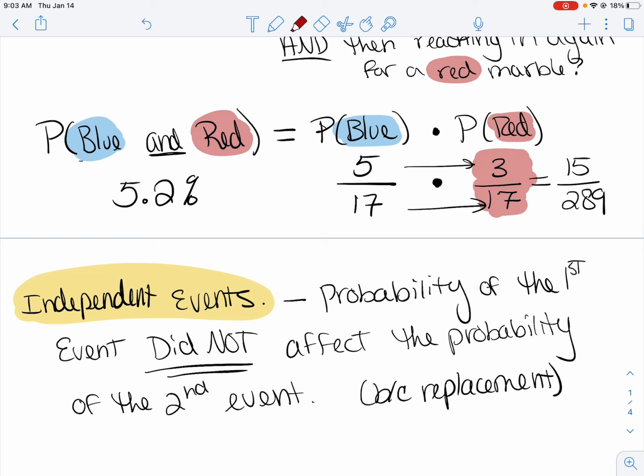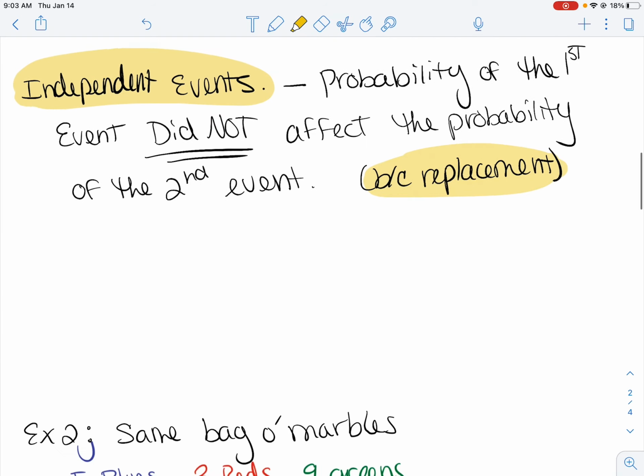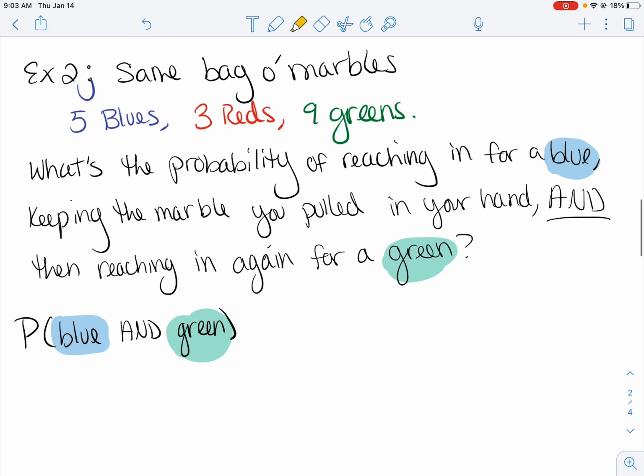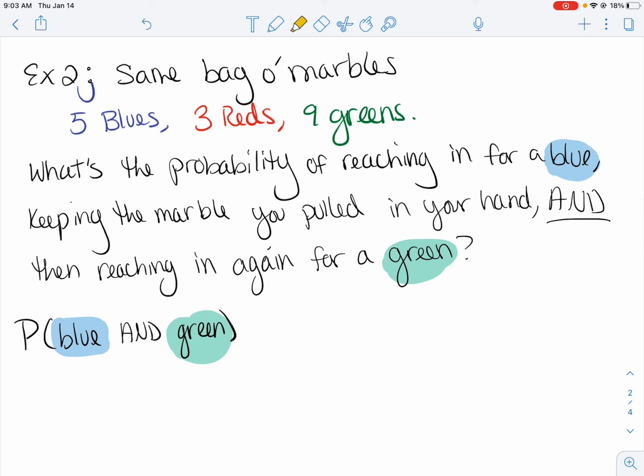So when I think independent probability, I'm always asking myself, did what I do first change the probability of what I'm doing second? So did me picking up a blue marble change the probability of then me picking up a red marble? In this case, no, because I put the marble back. So it's that idea of replacement that's so important here. That's what creates independent events, okay? Let's look at a second example, and hopefully this will help clarify that.